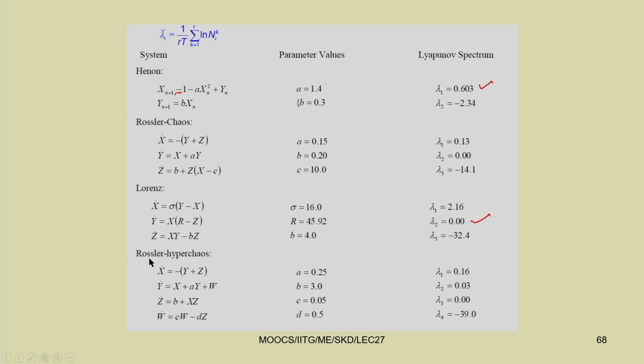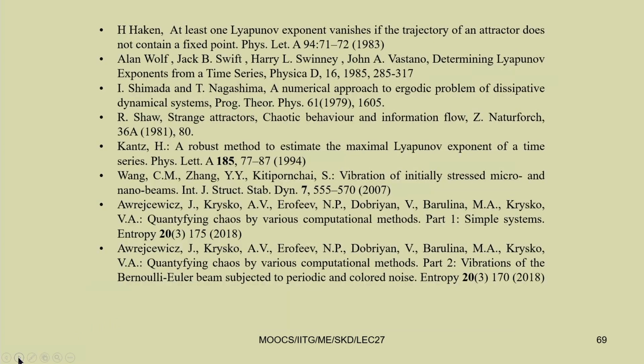Similarly, this is the Rössler hyperchaos. In this case you can see that you have 4 equations, and in these 4 equations 2 of the exponents are positive, one is 0 and the other one is minus 39. So, here also you can have the chaotic response.